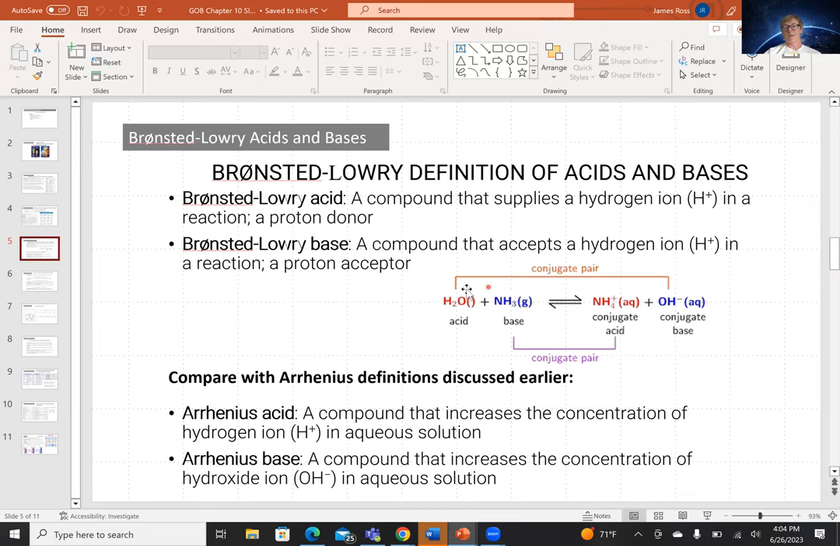Let's look at this example, we'll inspect this equation from the Brønsted-Lowry definition. So here you can see why ammonia from the previous slide would qualify as an Arrhenius base, because it generates OH minus. Okay, so now back to the Brønsted-Lowry definition.